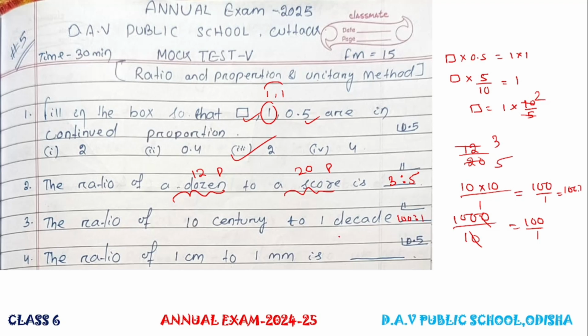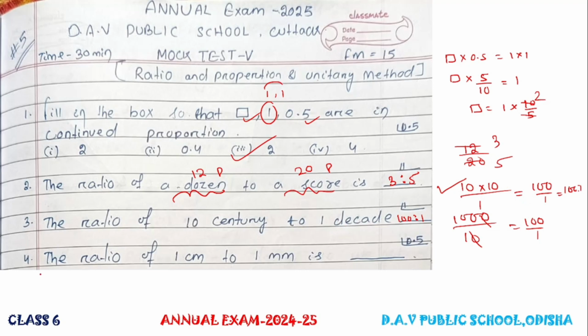Okay. In this question you remember 1 century is 100 years. Also remember 1 century is 10 decades. The first one we convert from century to decades, that is 10. That's why we multiply by 10. 10 into 10, ratio 1. So 100 by 1. Understand?